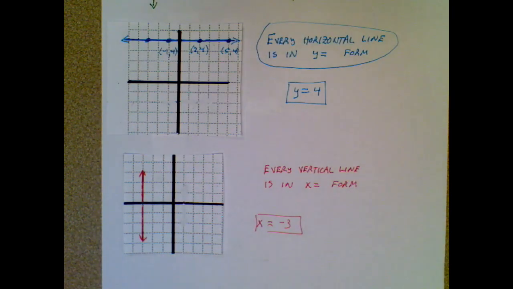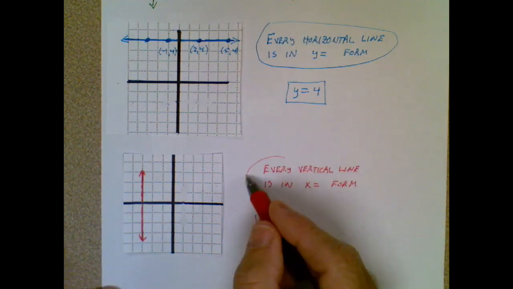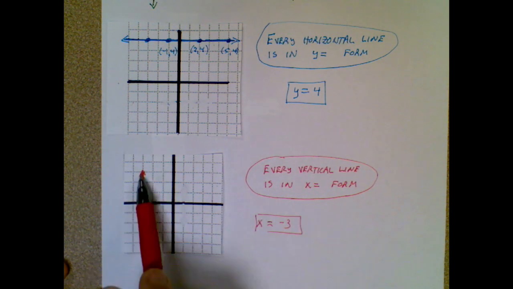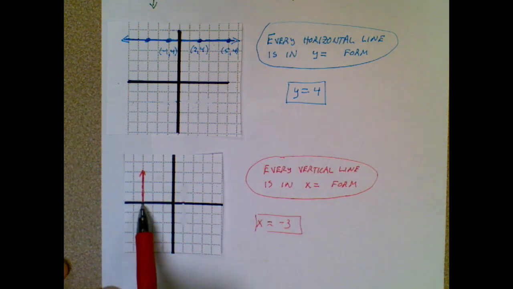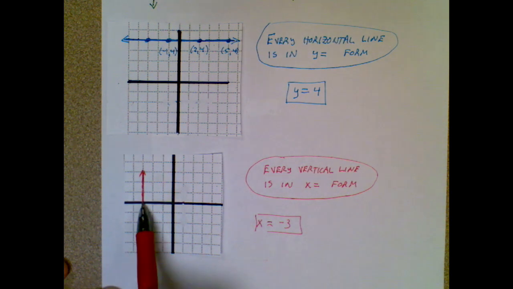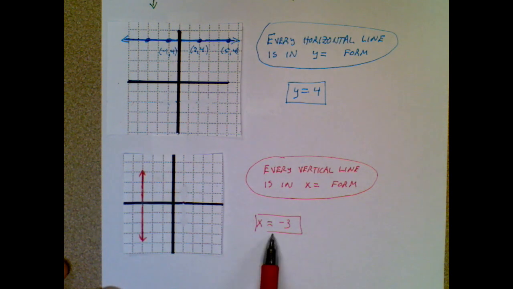The vertical lines are going to be just as easy. You have to understand or memorize this statement. Every vertical line is in x equals form. So here I have a vertical line. The way I can remember this is the vertical line hits the x-axis. Well, where does this one hit the x-axis? 3 units to the left, or if I were putting numbers here, I would have -1, -2, -3. So this is the line x equals -3.